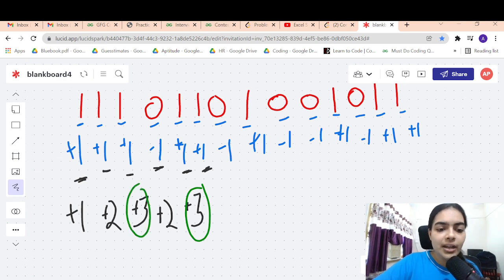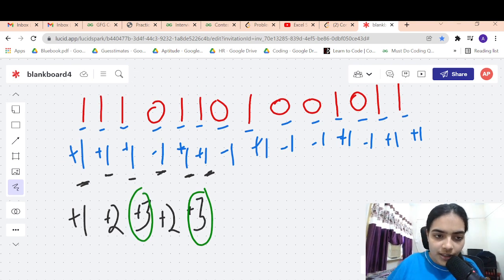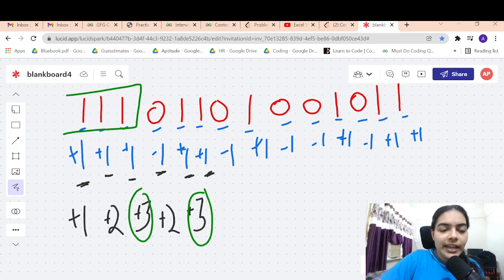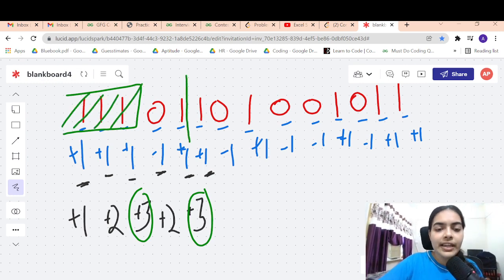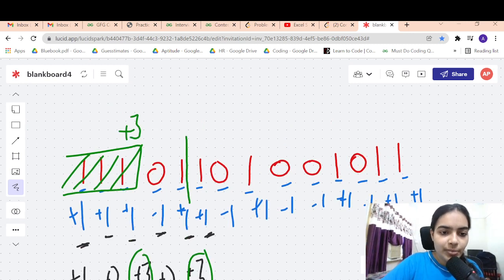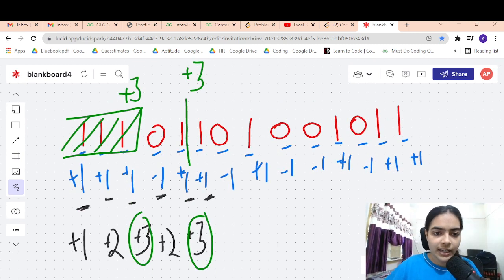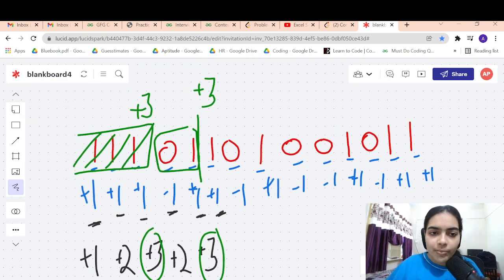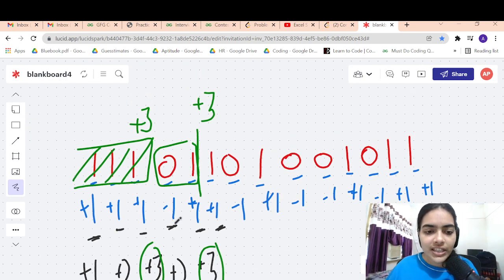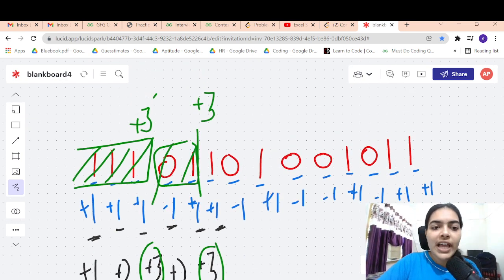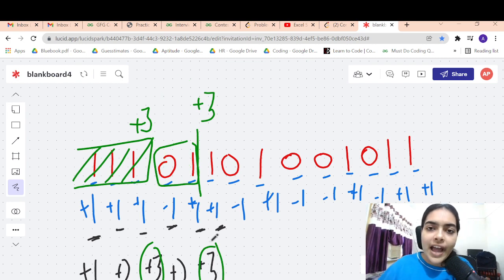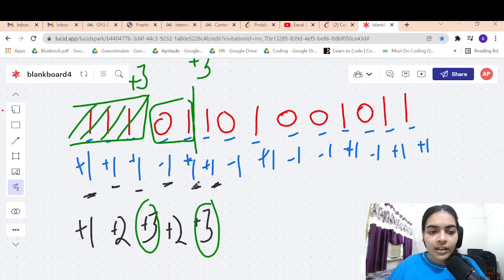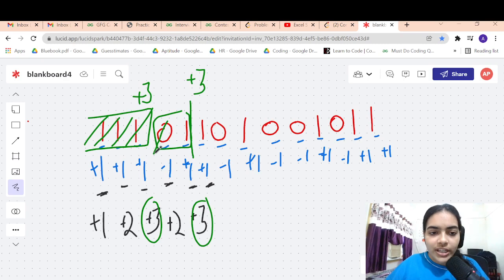I have already seen a plus 3 somewhere. That means the sum up till this area was plus 3. The sum again up till this area is plus 3. Up till this area it was plus 3, up till this area again it is plus 3. It means that in between, the sum is cancelling within itself. Zeros and ones are cancelling because I have the same sum again. So zeros and ones in between these two boundaries are cancelling with each other.